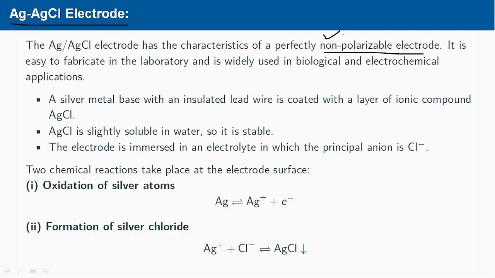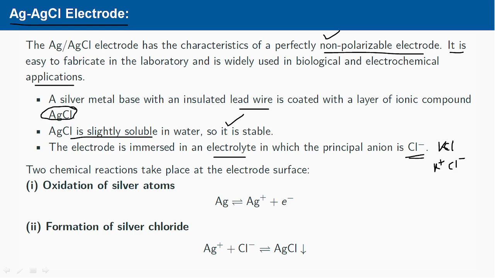As we have already discussed, the non-polarizable electrode does not have overpotential. So it is easy to fabricate in the lab and is widely used in biological and electrochemical applications. This silver metal base has an insulated lead wire which has been coated with an ionic compound, that is AgCl, which is slightly soluble in water. So that is why it is stable. The electrode is immersed inside an electrolyte whose principal ion is Cl minus, and basically we are using KCl there, which will become K plus and Cl minus.